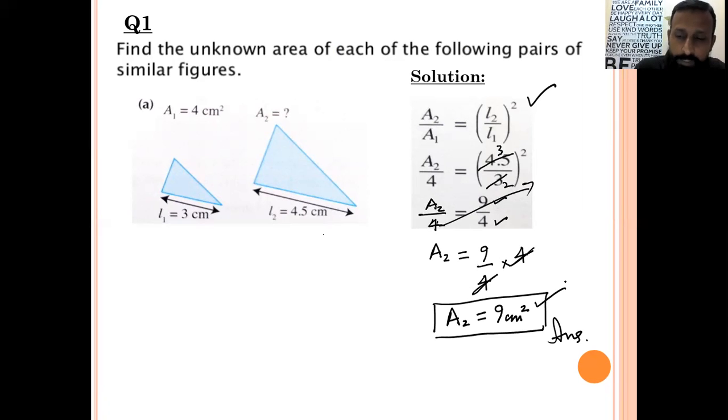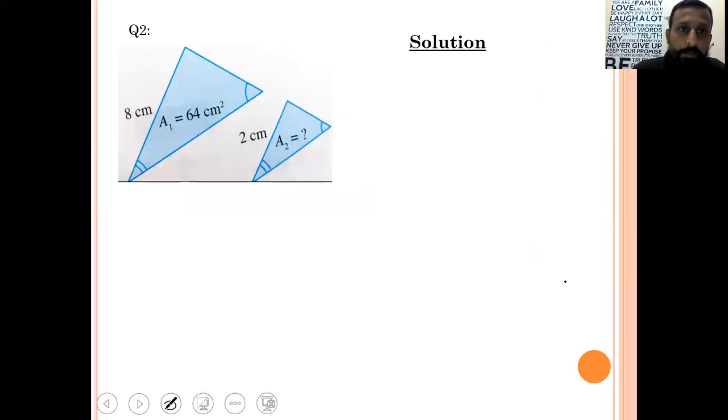Let's do one more question, and inshallah your concept will get more clear. So this is it. Again, there are two triangles given, and it's a pair of similar figures.